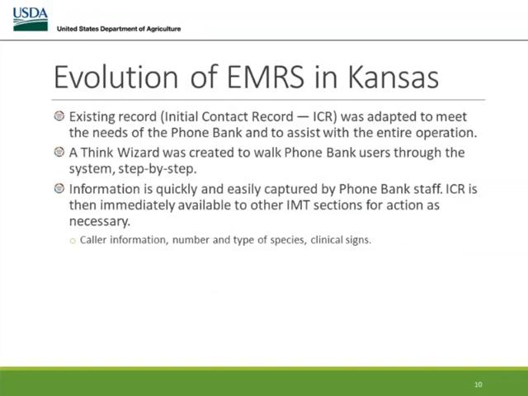With the evolution of EMERS for our Kansas system, the initial contact record is really where we start. Working with the names, addresses, information on animals, etc. The software has been tweaked to have a sync wizard to walk our phone bank members through the system as easily as possible. The information is quickly and easily captured by our staff, and the ICR is then immediately available to other MIT sections for action as necessary.